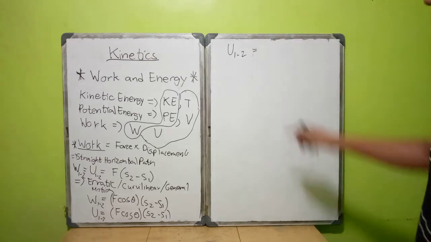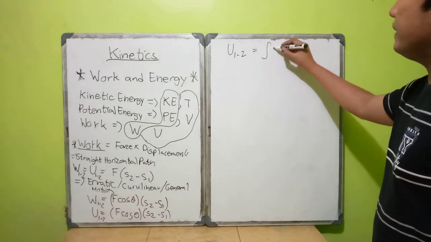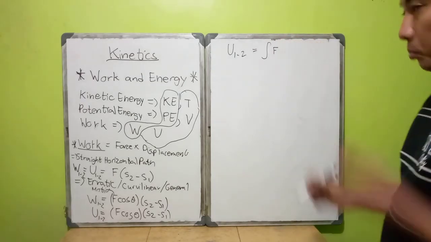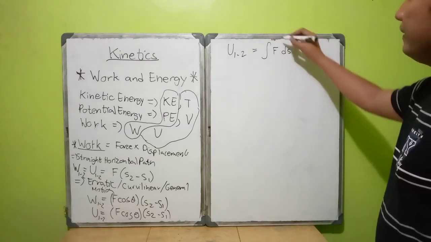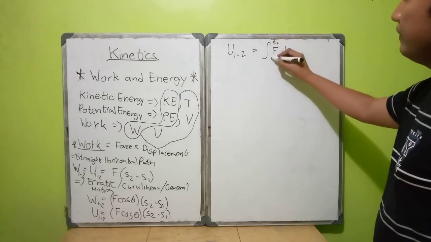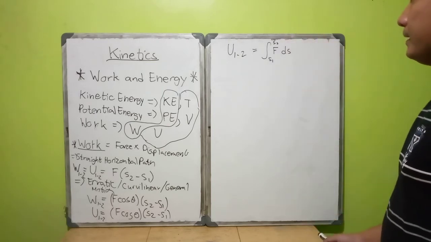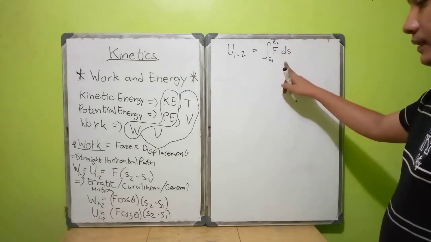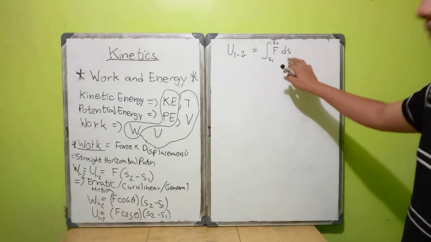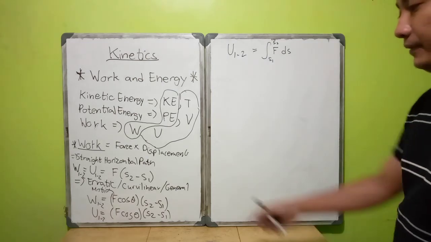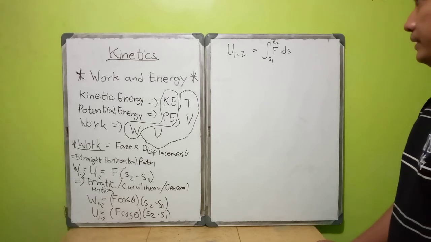Your formula here, in terms of an integral, is equivalent to the integral of F ds, with lower limit S1 and upper limit S2. This is the solution if you use a graphical method. You can use any of these formulas depending on the situation.